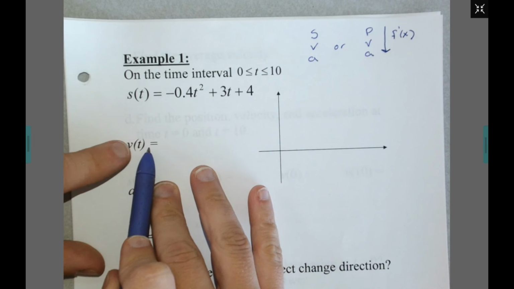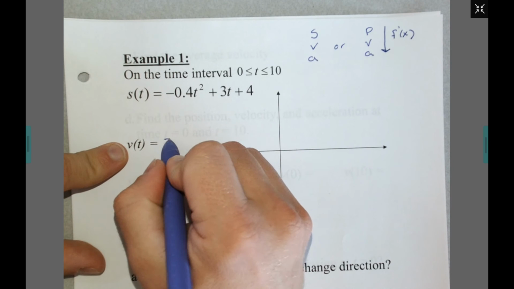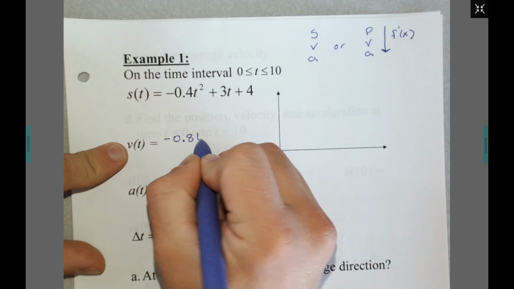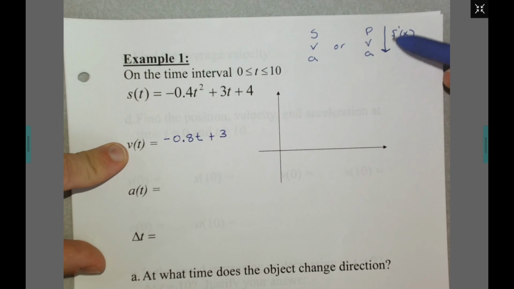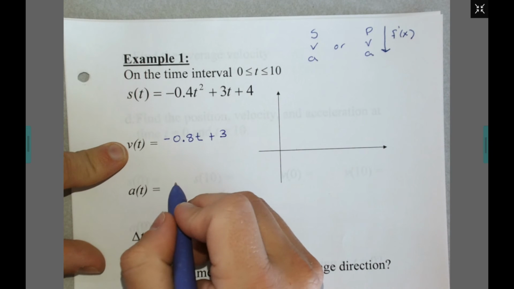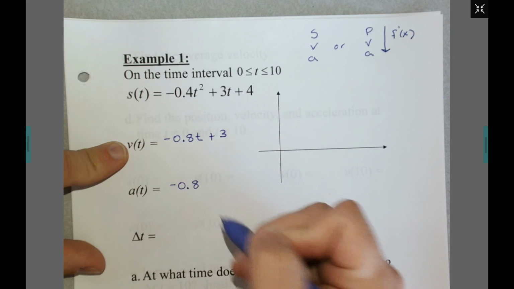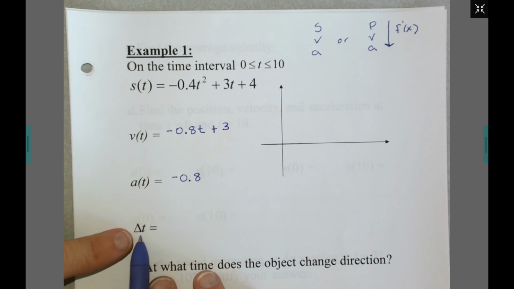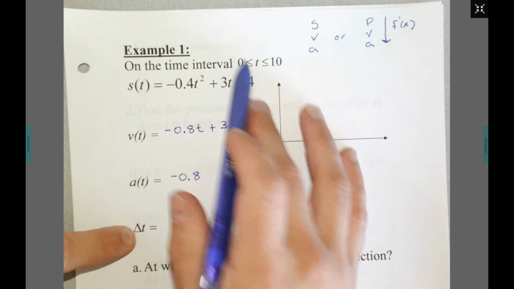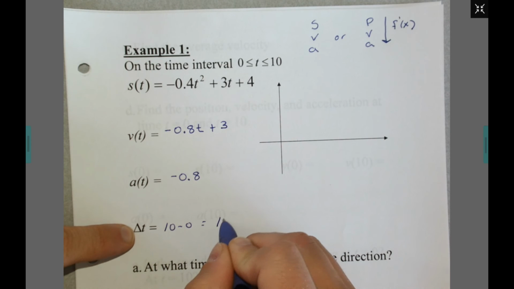Okay, so to get my velocity function, it's the derivative of the position function. Doing so is going to give me negative 0.8 t plus 3. To get to acceleration, it's one more step down, so we're taking another derivative. It's going to give me an acceleration of negative 0.8. From here, there's one more thing they want, and that is our change in t, delta t. Over the whole domain, my change in t would be 10 minus 0, which is just 10 seconds.